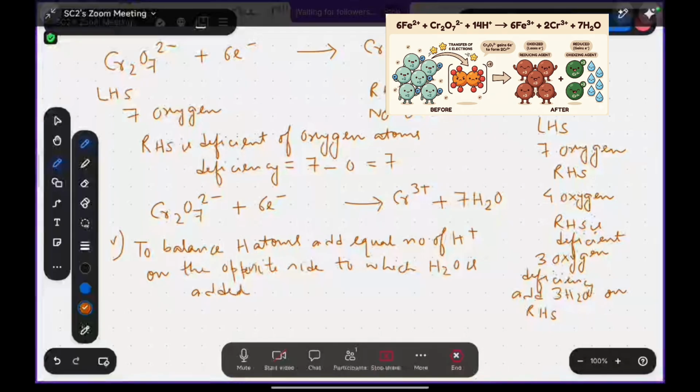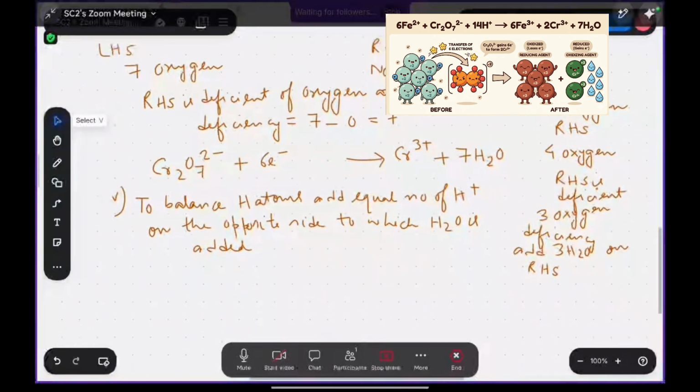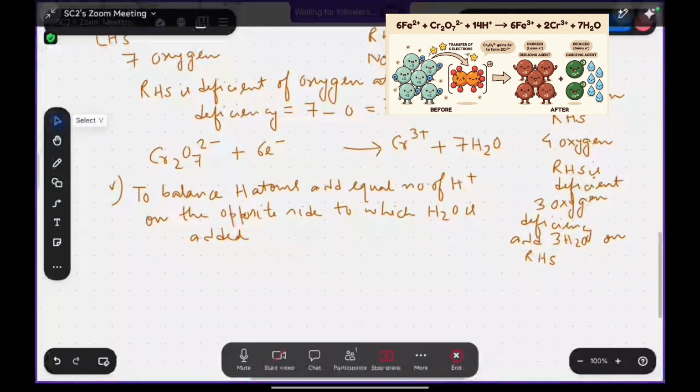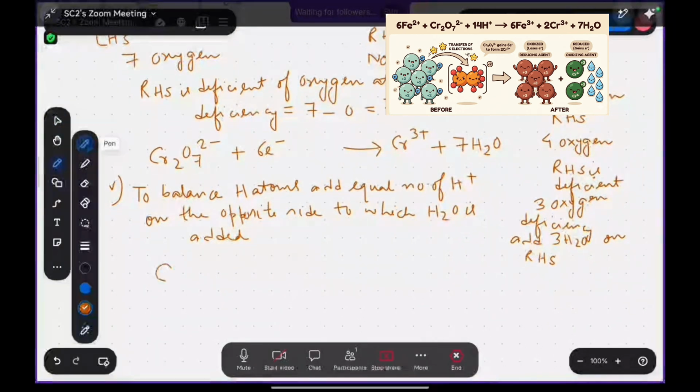That means in this reaction, you have added 7 water molecules on the right hand side. So what will you do? You will add 14 H plus, because 7 into 2, 14 hydrogen. Cr2O7 2 minus plus 6 electrons. You have added water on the right hand side. Now you will add H plus always on the opposite side, so 14 H plus on the left hand side.